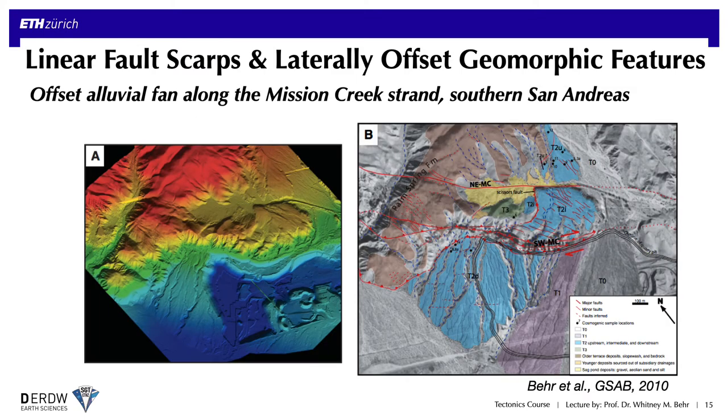Here's a large-scale example from the southern San Andreas, not quite as simple as the cartoon on the last slide, but it's just illustrating this prominent alluvial fan shown in blue here, labeled T2, that's offset by two separate strands of the San Andreas, one of which you can see has somewhat of a dip slip component because the alluvial fan is offset both in a vertical direction and a lateral one.